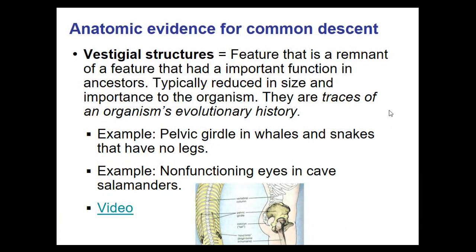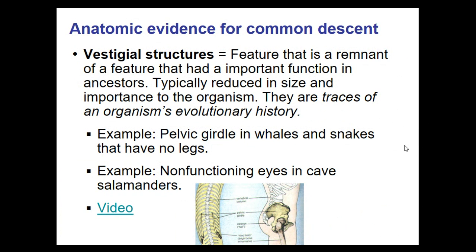Okay, vestigial structure. The word vestigial means leftover. So these are features that some organisms have, but it doesn't seem to make sense that these organisms have them, because they have no use for this feature. Why do they have it? Well, it's thought that they have it because it's left over from their ancestors that had a similar feature that was useful or functioning in the ancestor.